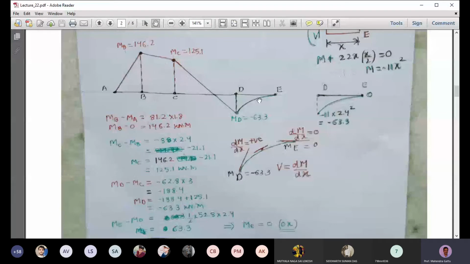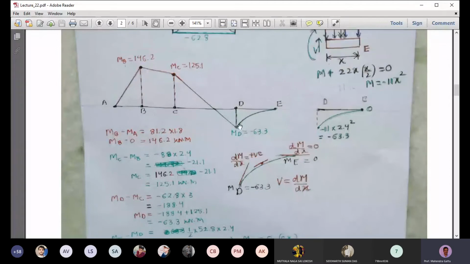So from D to E, we are having this concave, or convex or concave, curve, and here we'll have positive slope, and at E we'll have a 0 slope. Okay, so that is how we represent the bending moment diagram between D and E.